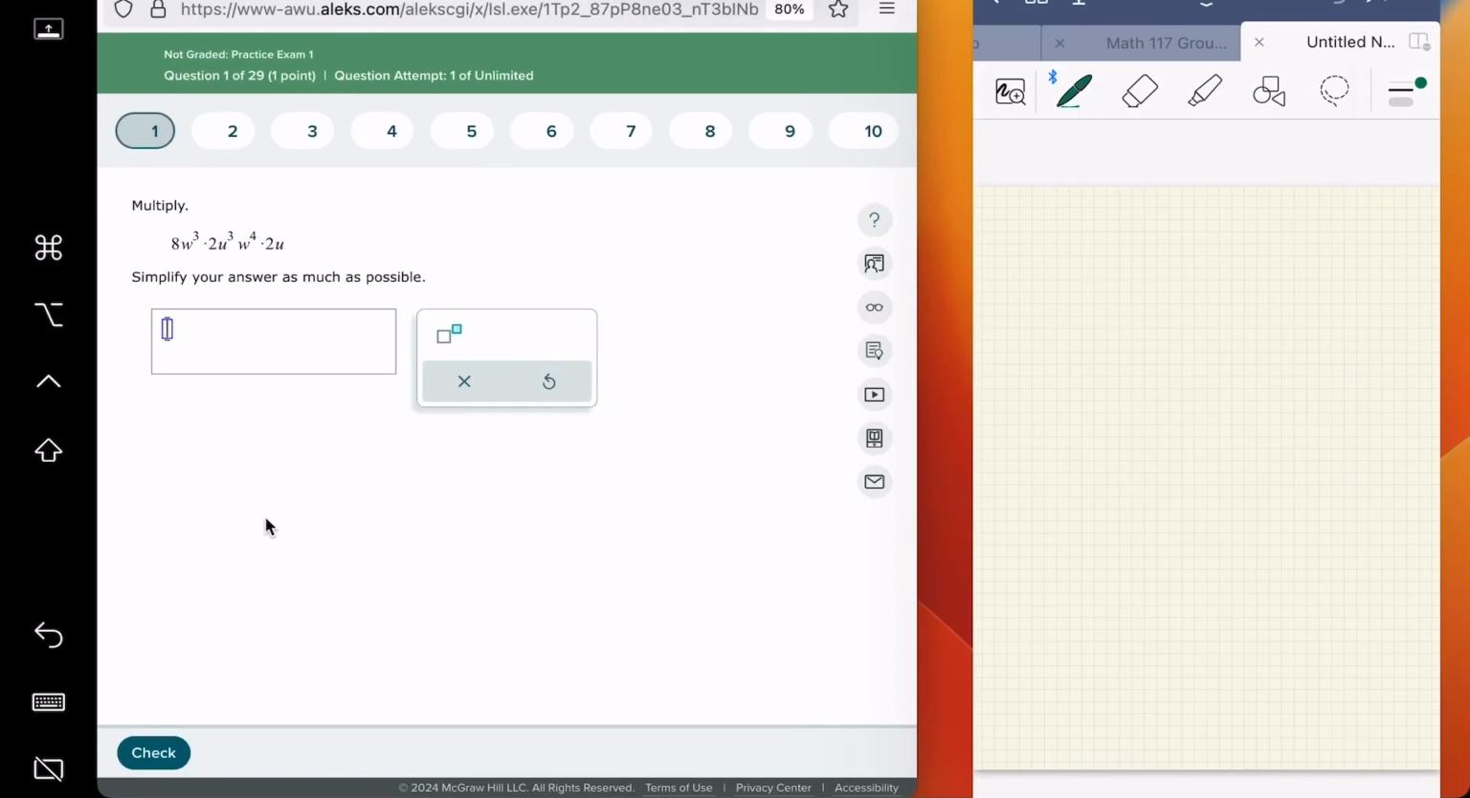Alright, let's try this out. So I just wanted to go through the practice exam, and that way you all have a reference in case you're feeling overwhelmed. Here we go. So question one, multiply all this stuff out.